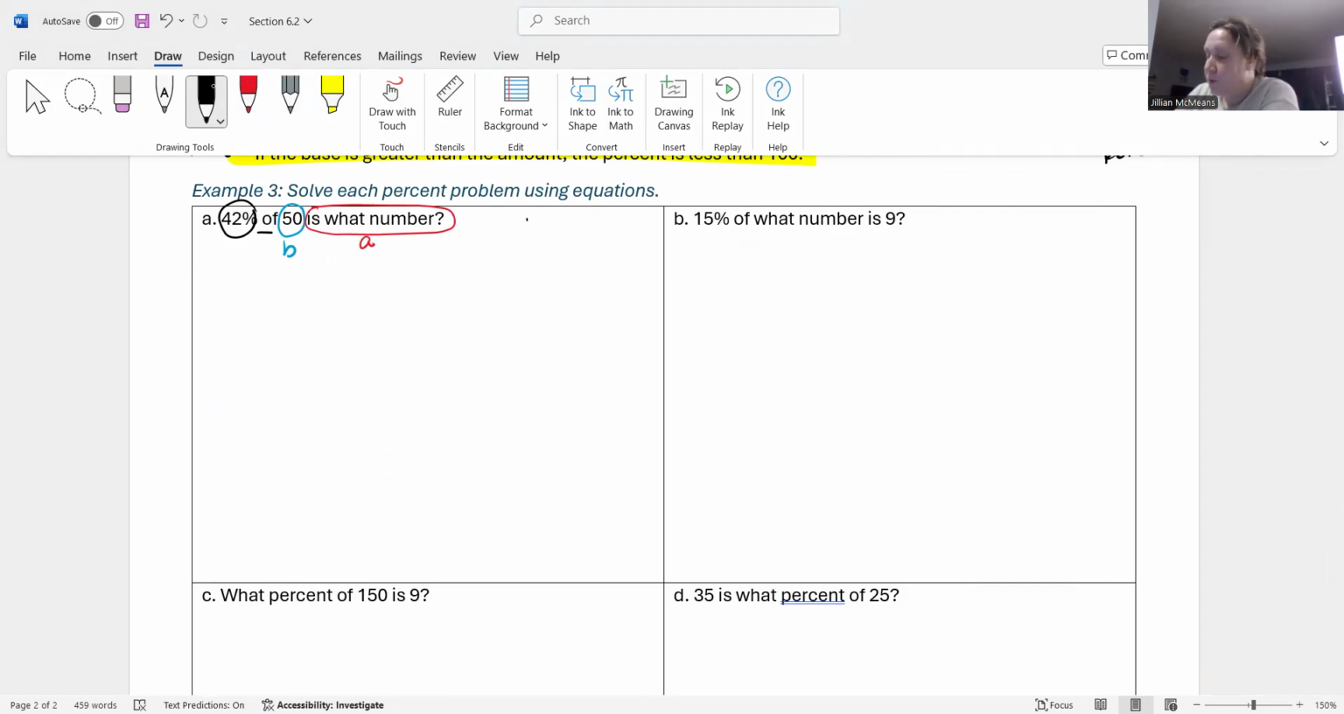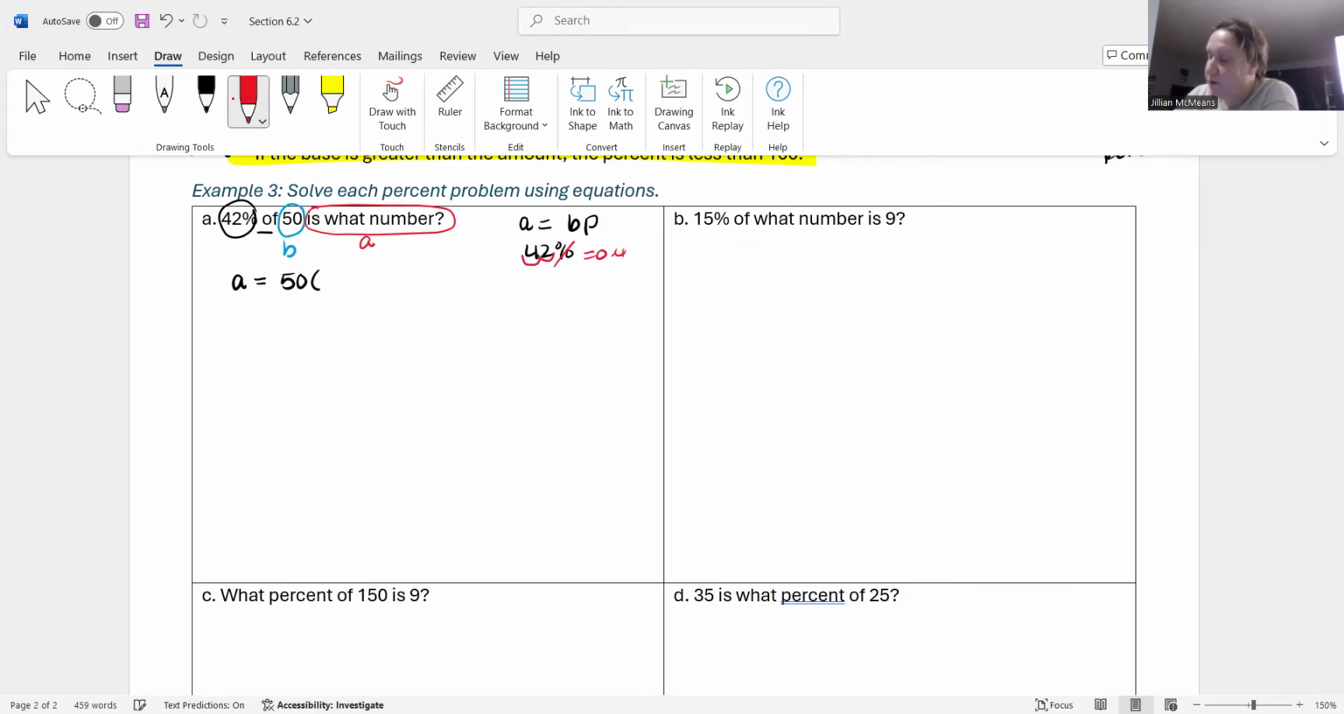So remember, the percent equation is the amount equals the base times the percent, okay? So we're going to get A, because we don't know what the amount is, and it's going to equal 50 times 42%. But remember, to write 42% in decimal form, we knock off the percent symbol and then we move our decimal to the left twice.